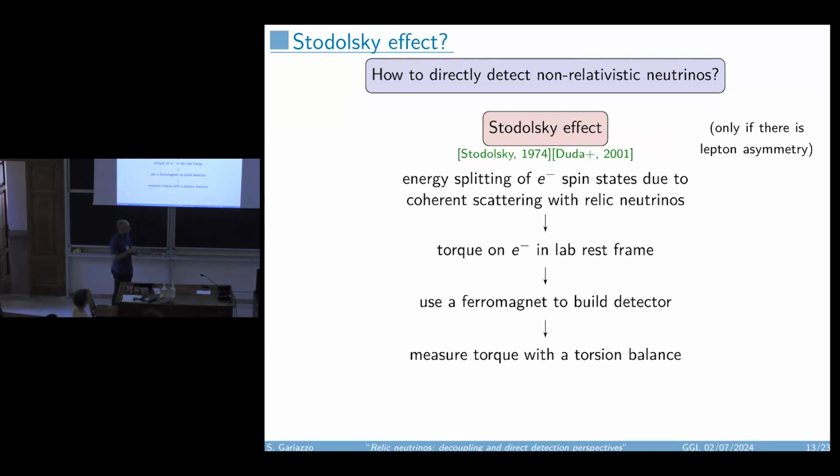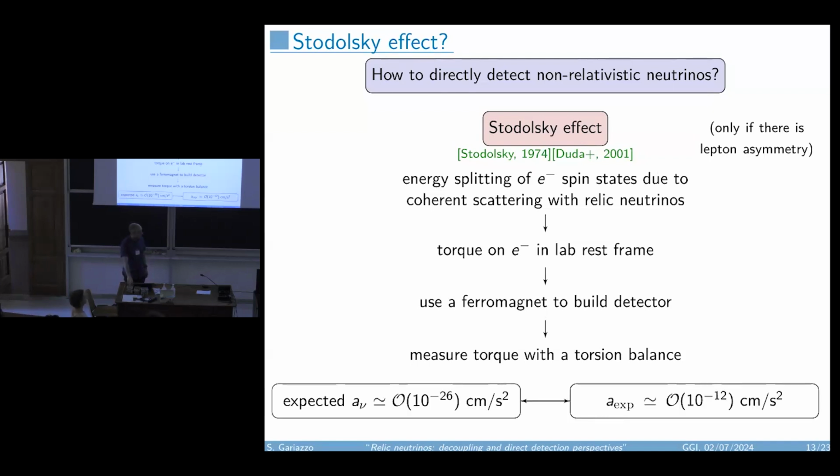The idea is that if you have an electron, the interaction between the electron and the cosmic neutrino background splits the energy states of the two electron spins. The up and the down spin will not have the same energy. That means that the electron gets a torque. If you build a ferromagnet with all the electrons aligned and so on, you maybe can get this torque due to the movement of the electron in the cosmic neutrino background, and try to see if you can measure it.